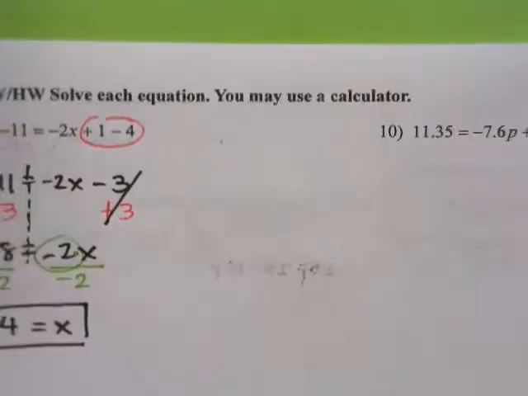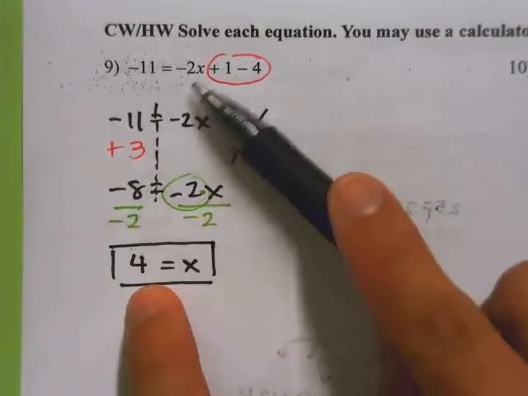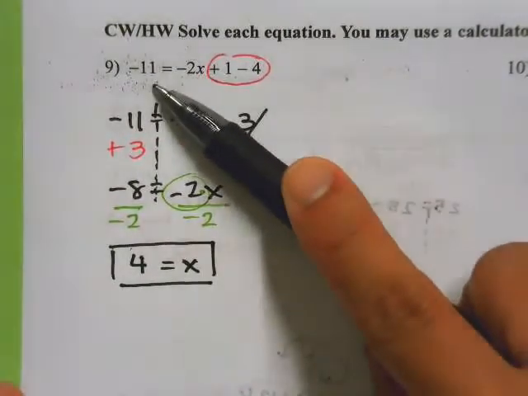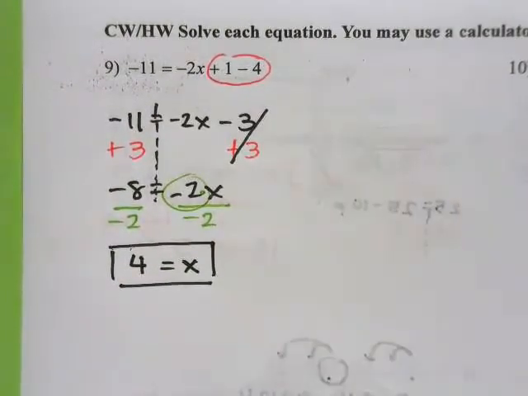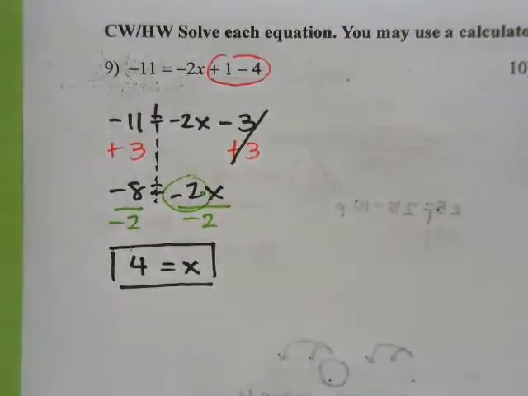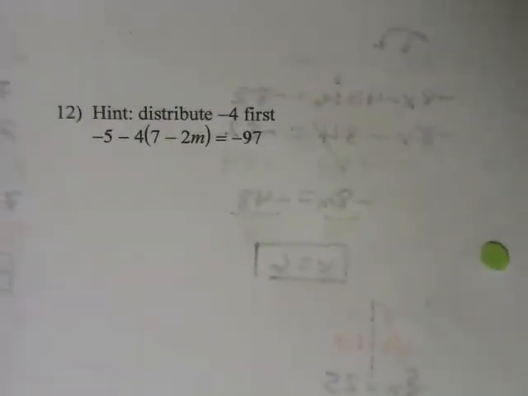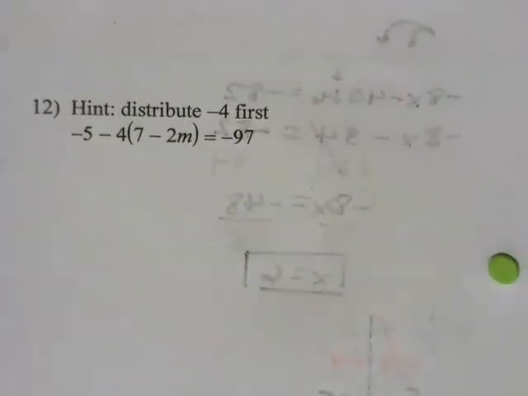Just want to check a little bit. Yes, that's correct. You can also check your work by plugging in the 4 inside over here and see if it makes an -11. I want to do number 12 now, so let's just shoot over to number 12. I even put the hint too.